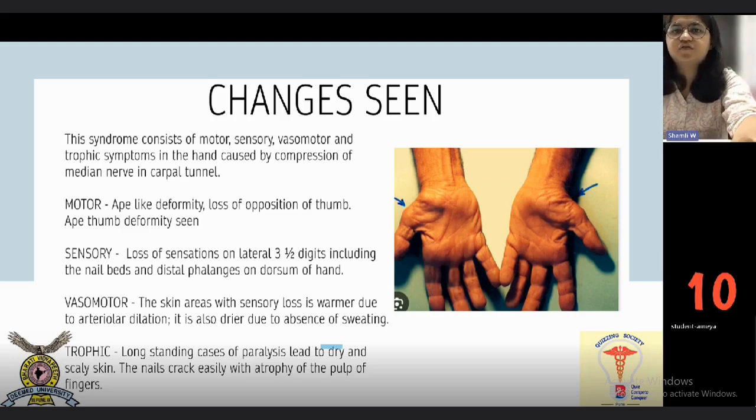For sensory, we can see loss of sensation on the lateral 3.5 digits, including the nail beds and distal phalanges on the dorsum of the hand. In the vasomotor case, the skin area with sensory loss is warmer due to arterial dilation. It is also drier due to absence of sweating. As the sympathetic supply is also not good, it leads to absence of sweating and dryness of the palm. Trophic changes are seen in long-standing cases of paralysis due to dry and scaly skin. It leads to cracks in the nails, but it is seen only in the long-standing cases.